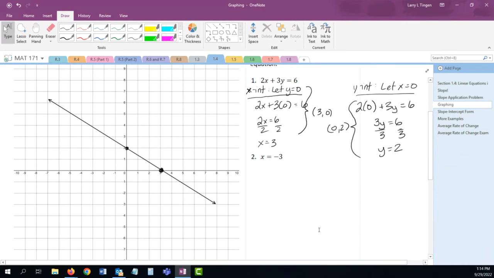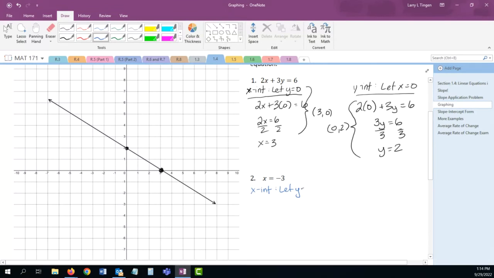Okay. The second line looks totally different, doesn't it? And the reason is it is totally different. This is a specific kind of line. If you don't know what kind of line this is, then don't change anything about how you're going to attack this problem. Okay, so I'm going to find the x-intercept.